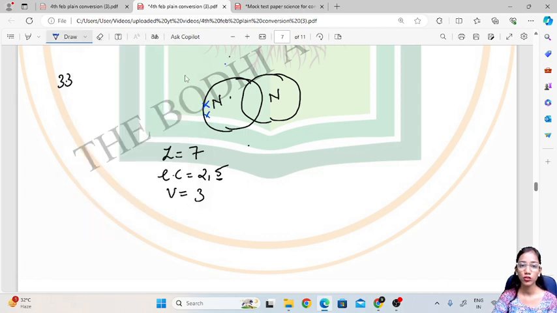1, 2, 3, 4, 5. Then again 1, 2, 3, 4, 5. So they are sharing these pairs. So N, the 1, 2, 3. One pair of electrons means one bond. So this is the N2 molecule. This is how you complete the diagram, 33A.